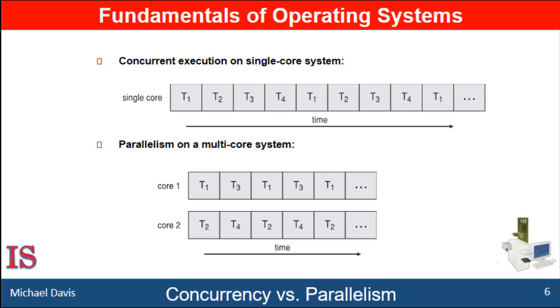On a system with multiple cores, however, concurrency means that some threads can run in parallel because the system can assign a separate thread to each core, as shown in this bottom figure. Notice the distinction between concurrency and parallelism in this discussion. A concurrent system supports more than one task by allowing all the tasks to make progress.